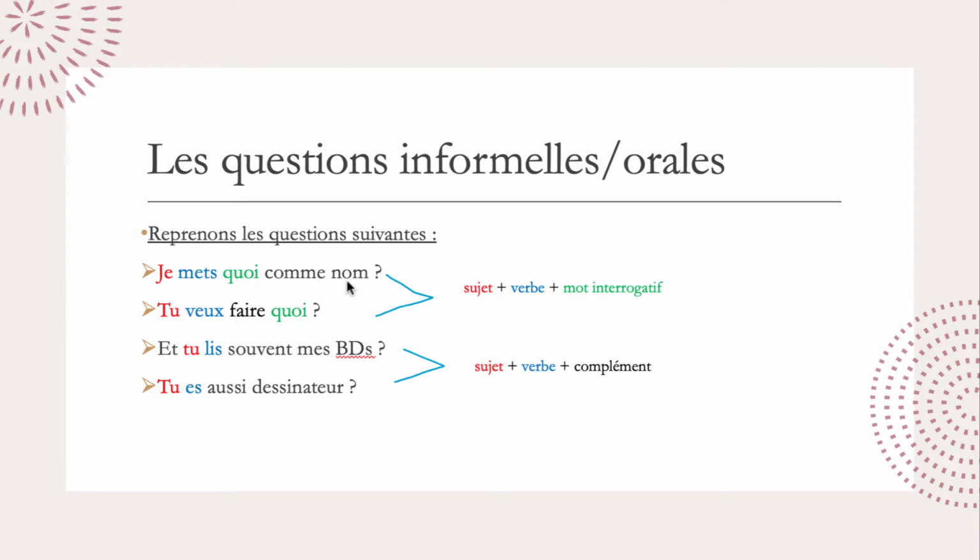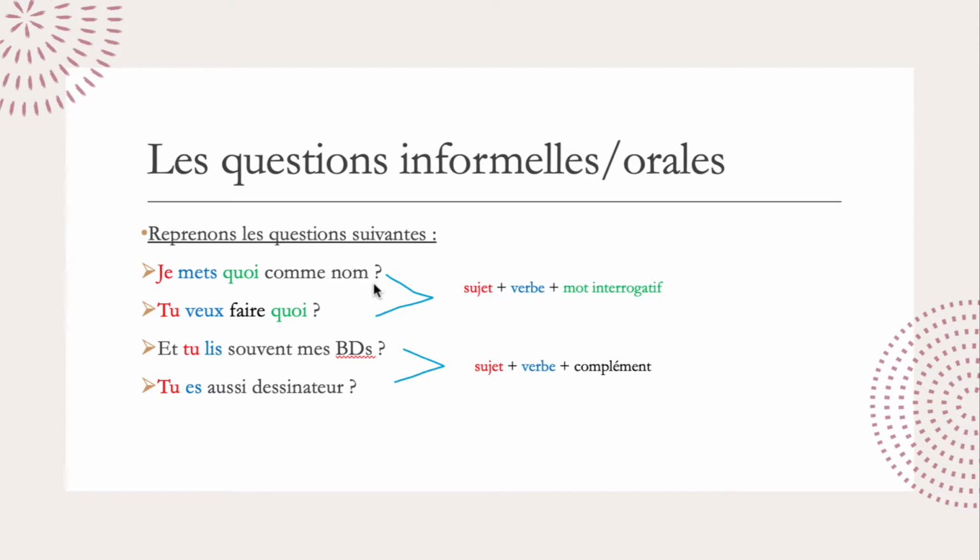Je mets quoi comme nom? Tu veux faire quoi? Tu lis souvent mes BD? Tu es aussi dessinateur. So right off the bat, we see that they're basically just normal sentences, right? With your subject, your verb, and following you with your complement and whatnot. And then just followed by a point d'interrogation.